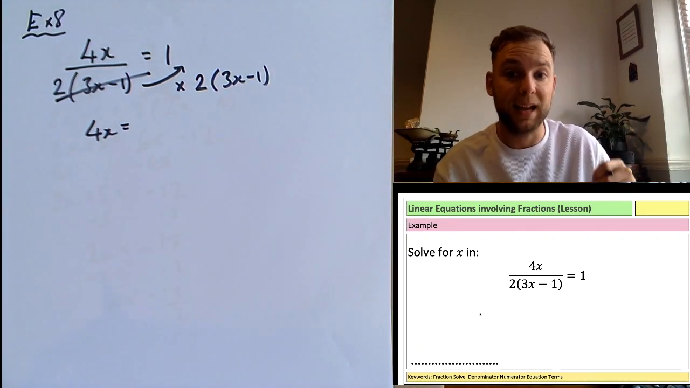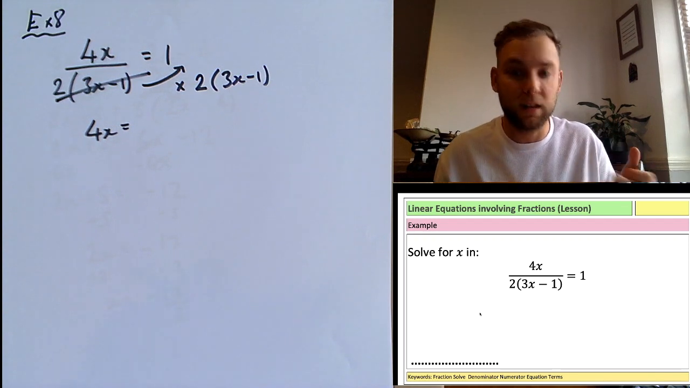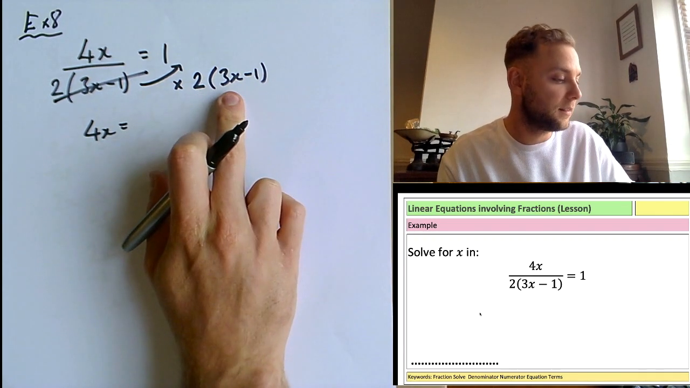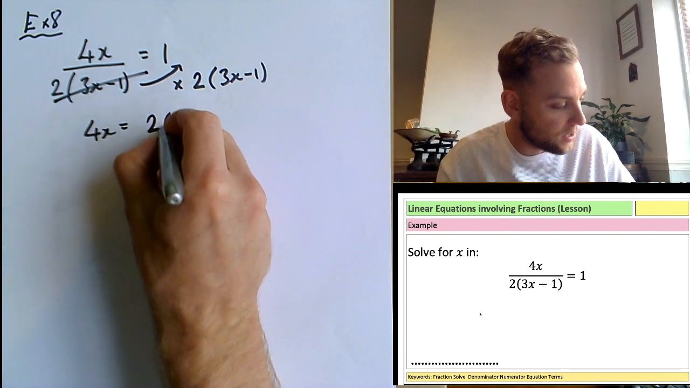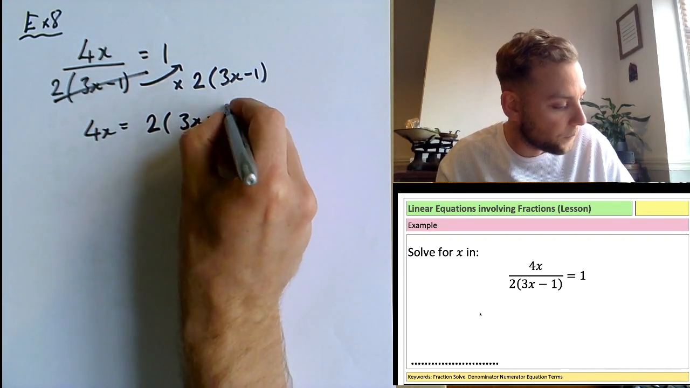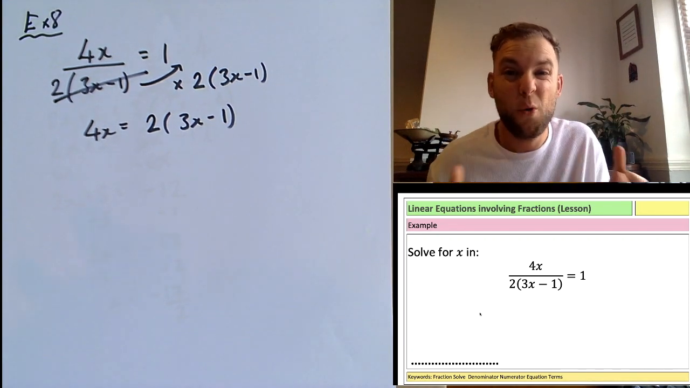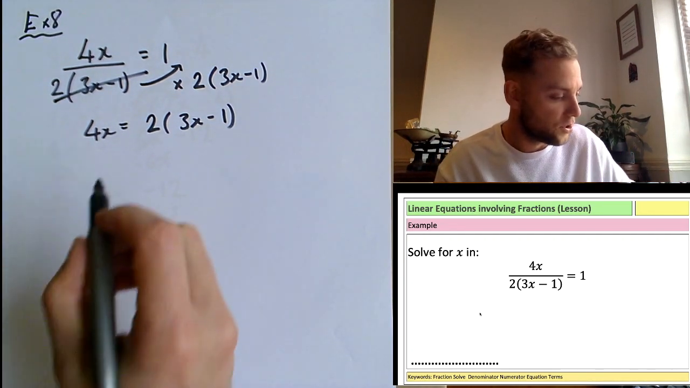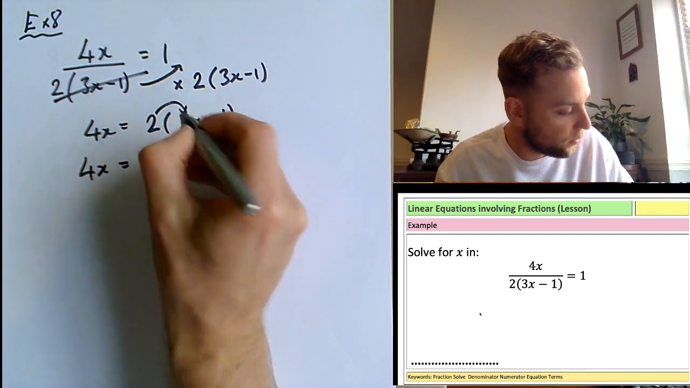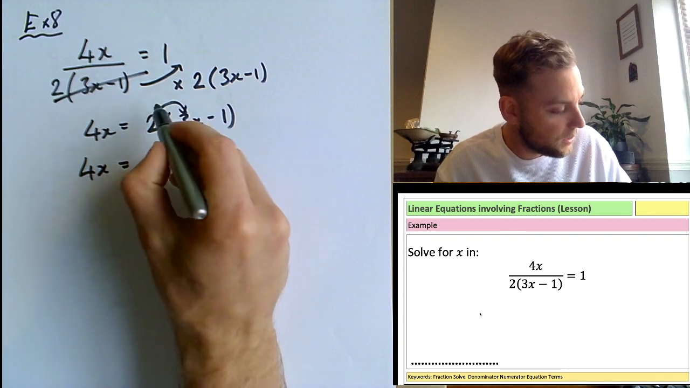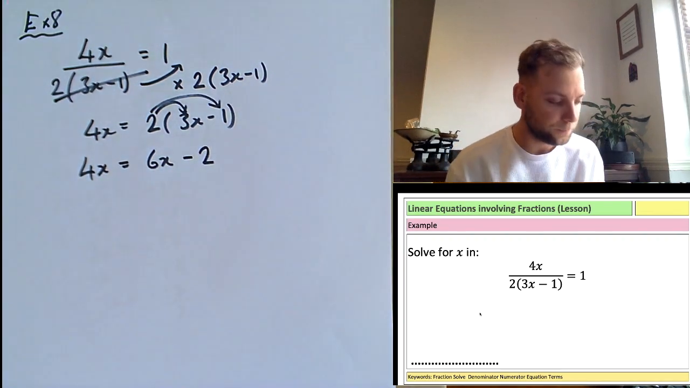Now 1 times anything is, well, 1 times 3 is 3. 1 times a million is a million. 1 times 2 bracket 3x minus 1 is that 2 bracket 3x minus 1. 1 times all of that is just that thing. And then I'm almost back to what I started with. So I expand the bracket out. So 2 times 3x, which is 6x. 2 times minus 1, which is minus 2.